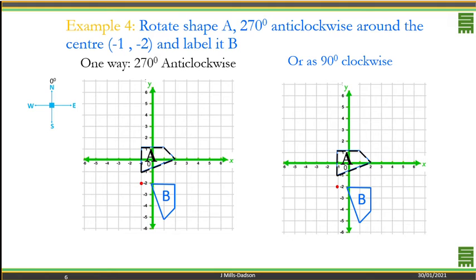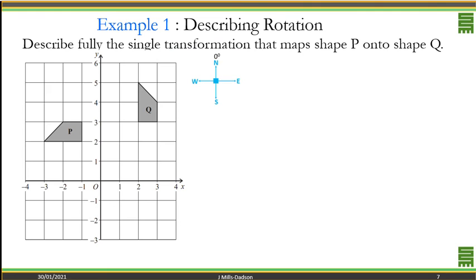Now let's move on to description of rotation. How do you describe shapes when they are rotated around a particular center? So this is a typical exam question. Describe fully the single transformation that maps shape P onto Q. Also the order is important, it is P to Q, because the order will help you understand the direction as well.